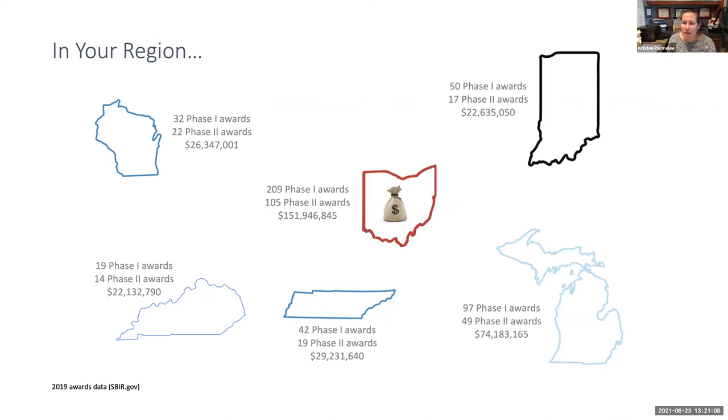And that's because they have an asset that the rest of us don't have, which is Wright-Patt Air Force Base. And so anywhere there's a major military installation, you're going to see a state that has significant awards like that because of the bleed out of research and development that's happening around that base.